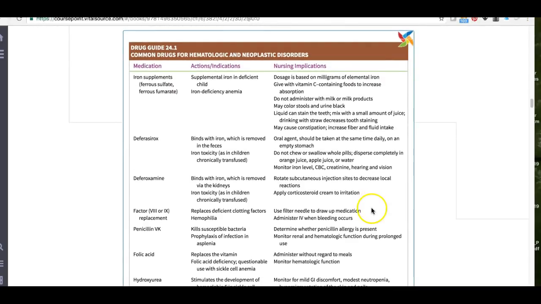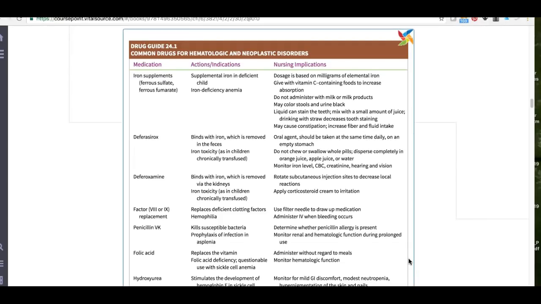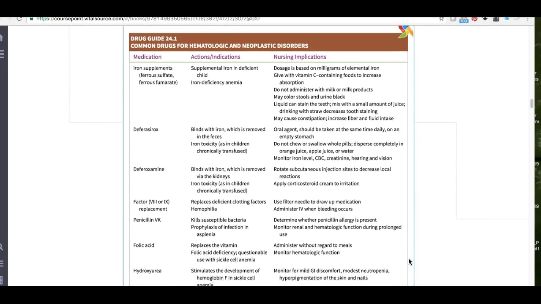There are just a few on here that I want you to be familiar with. Iron supplements are one. Make sure you know the nursing implications of iron supplements, because you may be giving a lot of iron supplements. They can discolor your teeth. They can make your stool black. They can make you constipated. So those are all important things to know when you start to do some teaching.